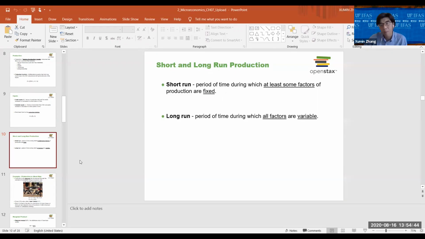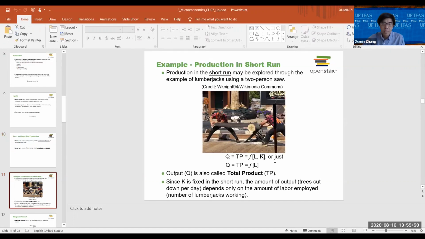But in the long run, for example, if the business is good, the owner very likely will purchase or rent another facility, another restaurant, and build more tables. That means the business is expanding, and they are flexible to have more tables. Again, this is the short run example, the production in the short run.